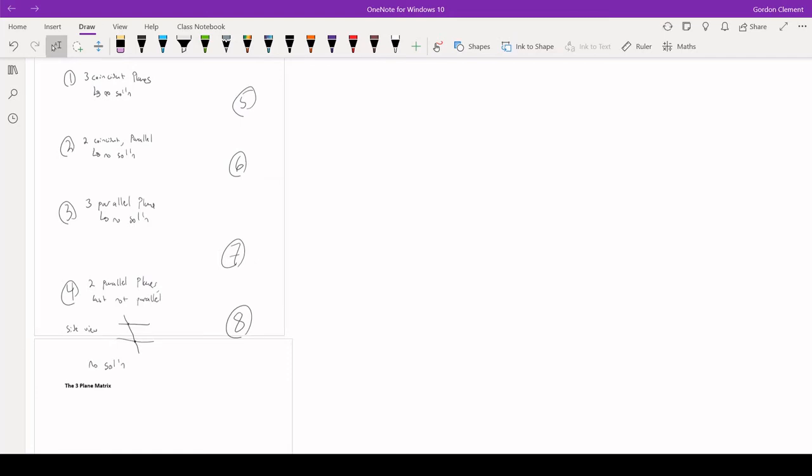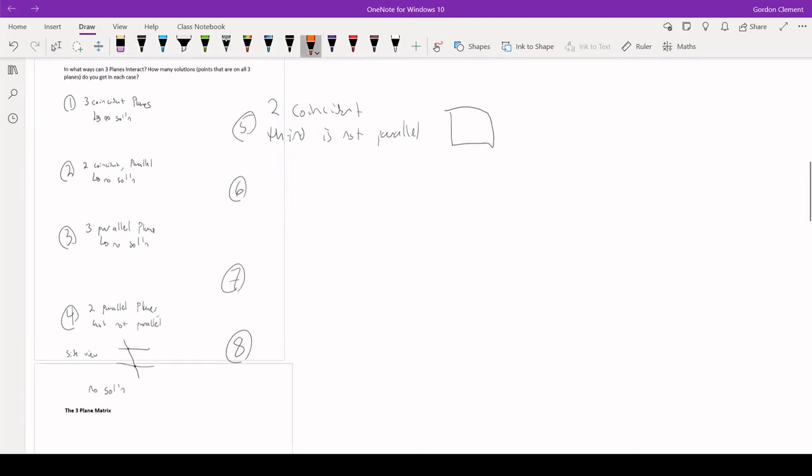One more weird one? 2 coincident planes. So 2 of the equations are actually the same, and then the third is not parallel. Well, as soon as you have 2 coincident planes, really it's not a 3-plane problem. Really it's a 2-plane problem, because 2 of them are the same plane. And if they're not parallel, then you're going to get a line of intersection.